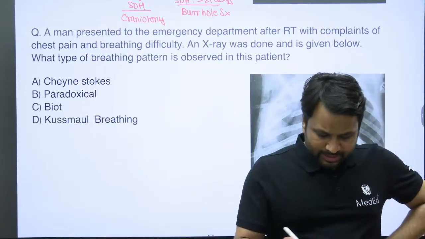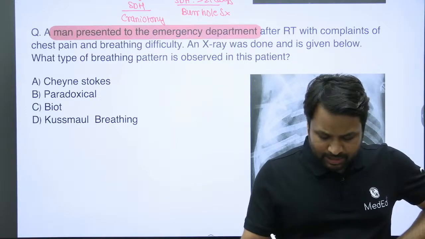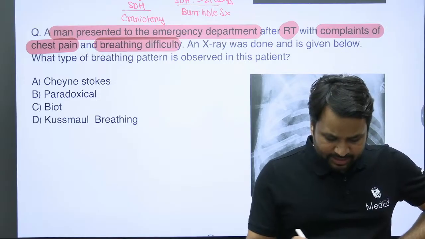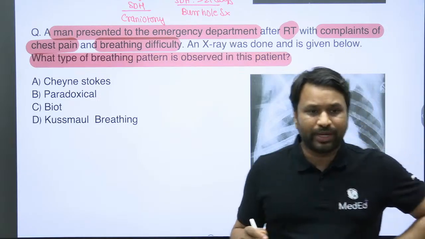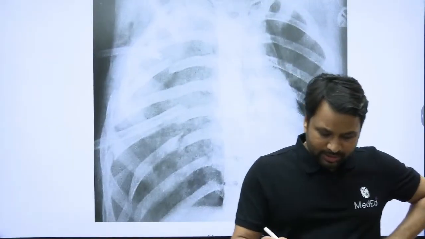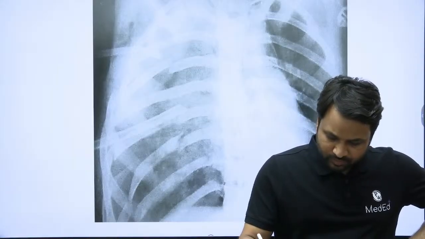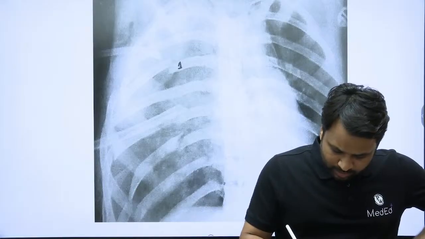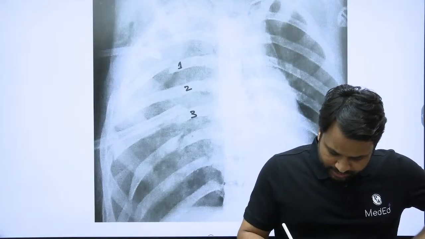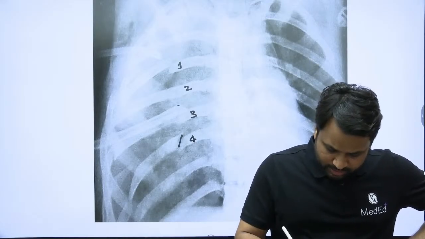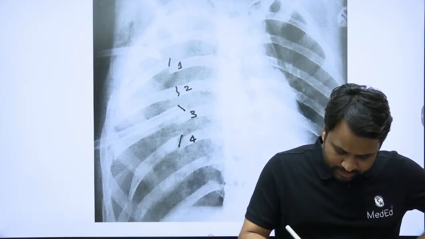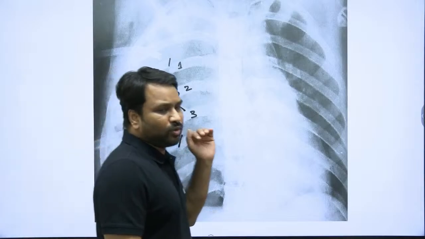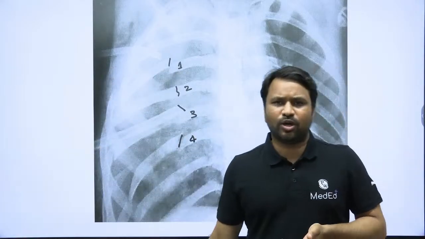Absolutely correct. You can see I have a man presented to the emergency department after a road traffic accident, complains of chest pain, breathing difficulty, X-rays given below. What type of breathing pattern do you expect in this patient? When you look at this, what do you have? I have broken rib number 1, broken rib number 2, I can see 3, I can see 4. So when you have multiple rib fractures, that is 2 or more ribs at 2 different sites, is what we call flail chest.